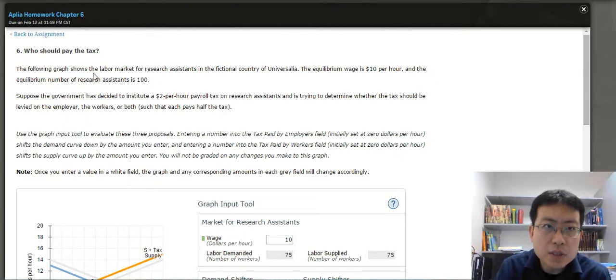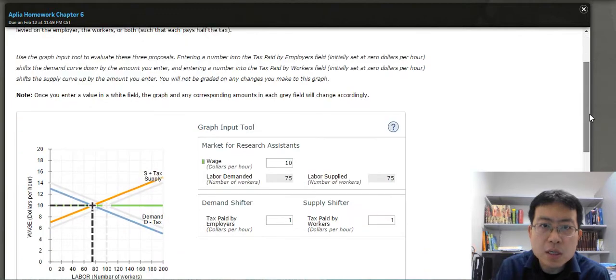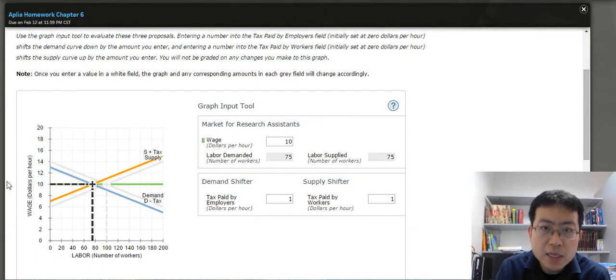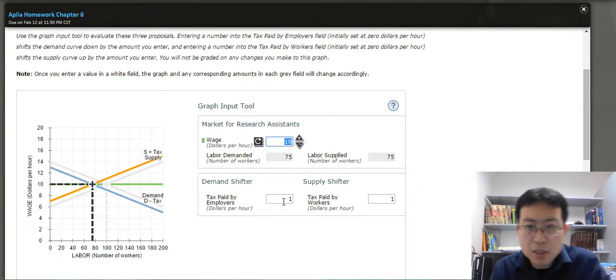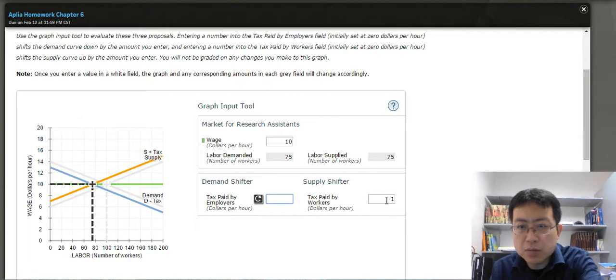So the question starts by showing the labor market for research assistants. The equilibrium price is $10 and the equilibrium quantity is 100. What you want to do is start in this table over here in this graph and then change your wage to $10. And then once you change your wage to $10, you're going to see this equilibrium. Let's change this back to 0.